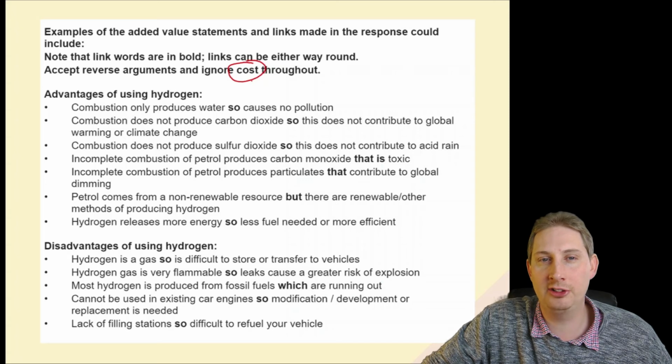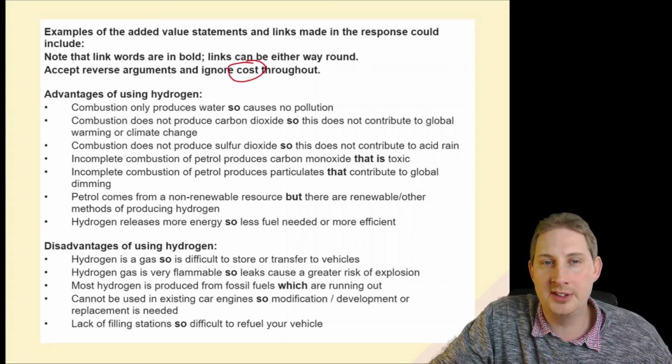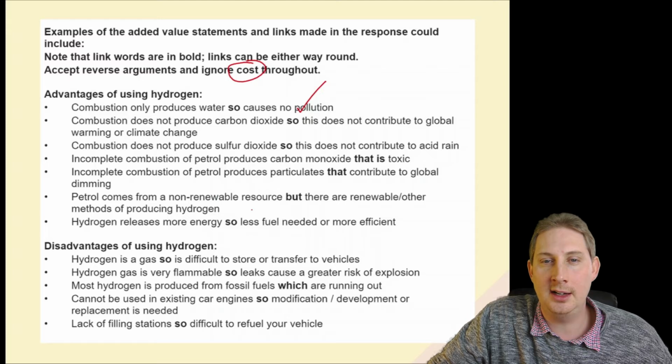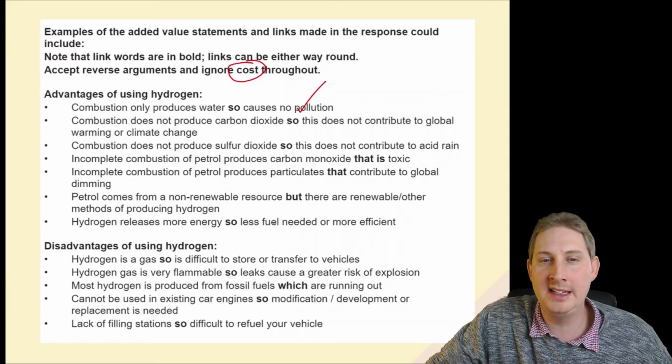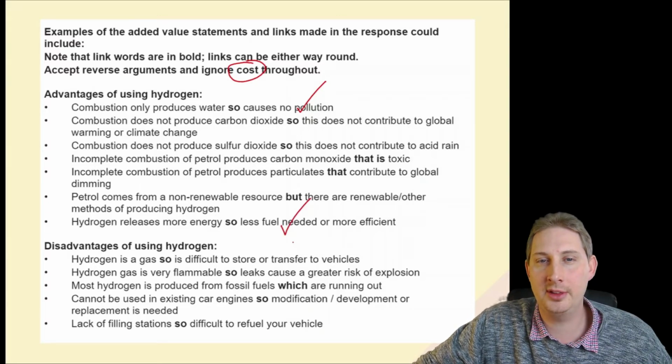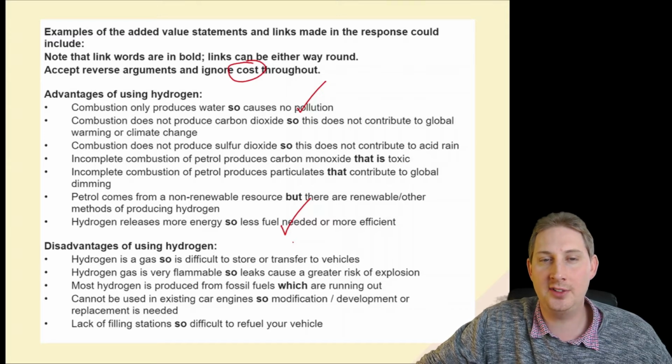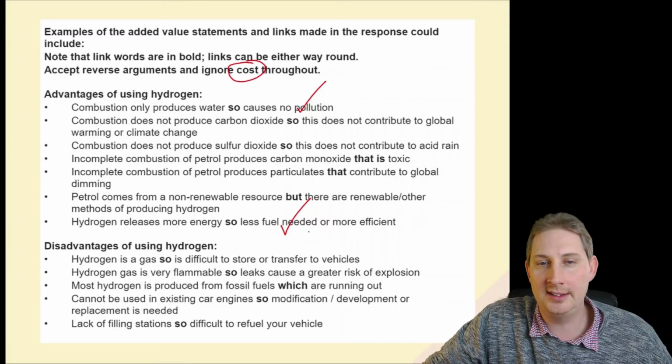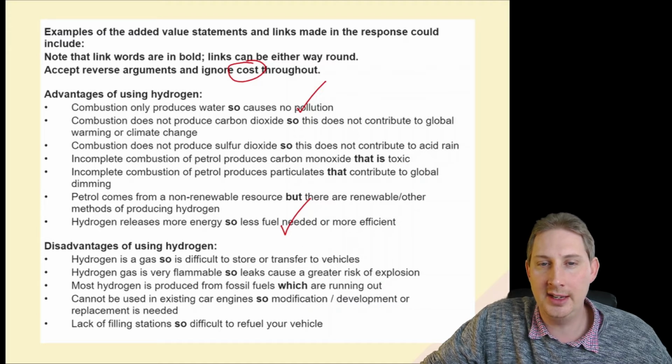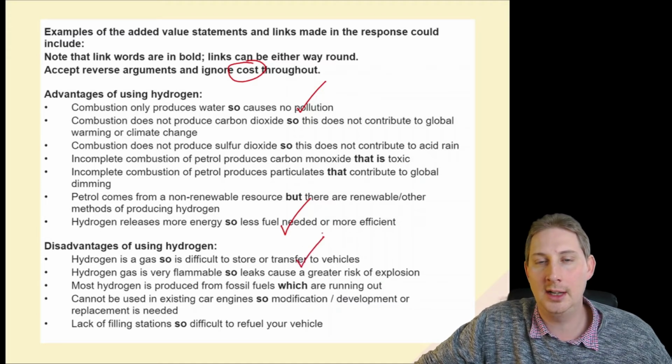Right, why is hydrogen good? You should have mentioned from the table combustion only produces water, so there's no pollution. You could have discussed, again from the table, that hydrogen releases more energy, so less fuel is needed, or hydrogen is more efficient. And those 2 things came from the table. A disadvantage of using hydrogen from the table is that hydrogen is a gas, so it is difficult to store or transfer into the vehicle. So those were 3 things that came from the table.